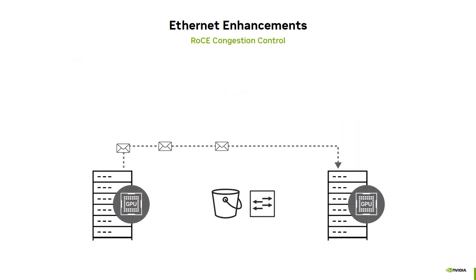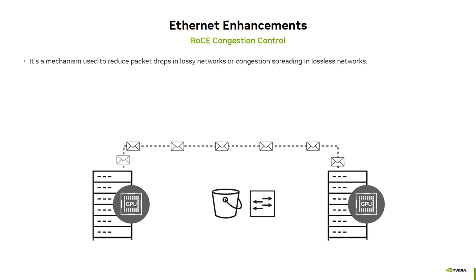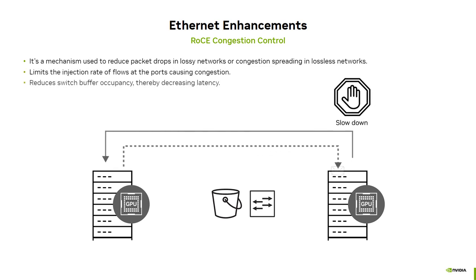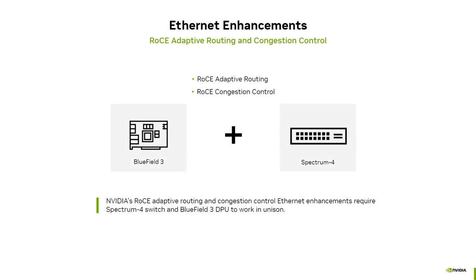NVIDIA's RoCE Congestion Control is a mechanism used to reduce packet drops in lossy networks or congestion spreading in lossless networks. It limits the injection rate of flows at the ports causing congestion, thereby reducing switch buffer occupancy, decreasing latency, and improving burst tolerance. NVIDIA's RoCE Adaptive Routing and Congestion Control Ethernet enhancements require the Spectrum-4 switch and BlueField-3 DPU to work in unison.